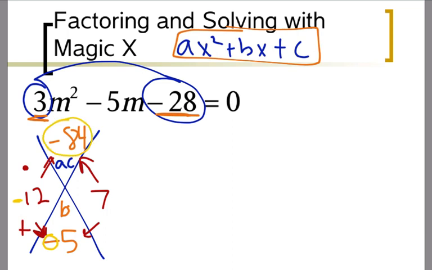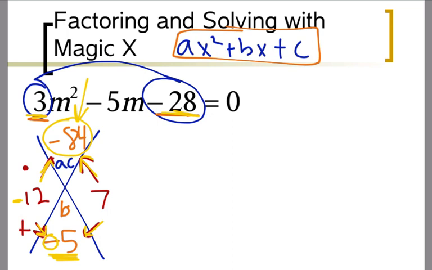So that's the first part that you have to be able to understand and do: put the number on top by finding the product of the first and the last number, put the number that was in the middle at the bottom, and then figure out what your factors are that multiply up, add down.